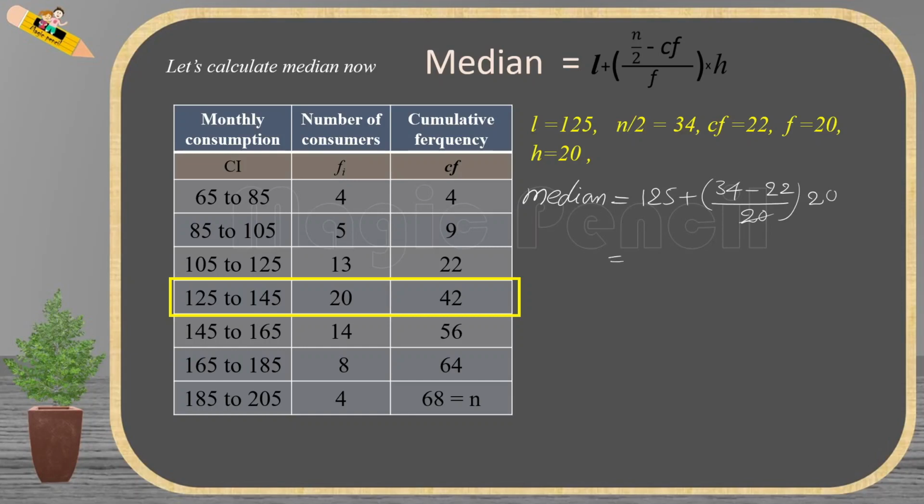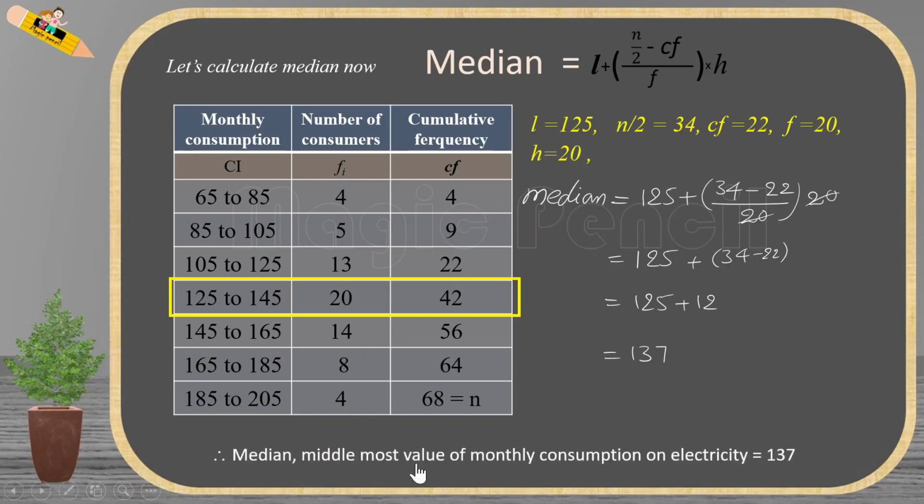Okay, now you can easily cancel 20 in the denominator and numerator. Then we are left with 34 minus 22 here. Then 125 plus 34 minus 22, that is 12, so when you add, you will get 137. Therefore, the median for this given data, meaning the middlemost value of monthly consumption of electricity, is equal to 137 rupees.